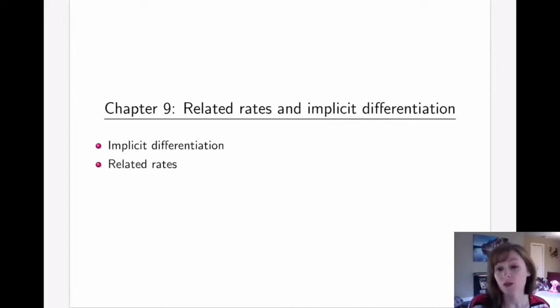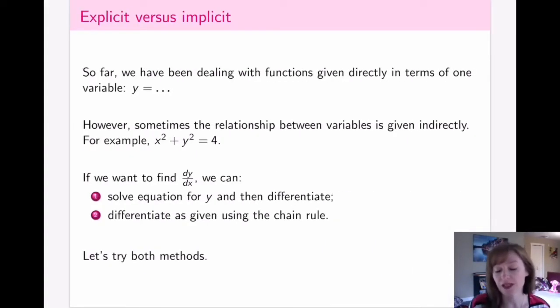In Chapter 9, we will be talking about the chain rule and how it applies to implicit differentiation and related rates. So thinking about what we call implicit differentiation, first of all, let's just think about the words explicit versus implicit. What do they mean in English?